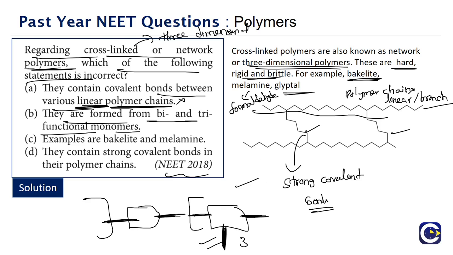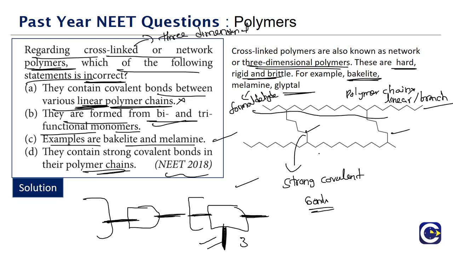Option C is saying that the examples are bakelite and melamine. Melamine means melamine formaldehyde resin. That is also correct. Okay, so here we are looking for what is the incorrect one. Option D is saying that they contain strong covalent bonds in the polymer chains. Yes, they do contain strong covalent bonds in their polymer chains.